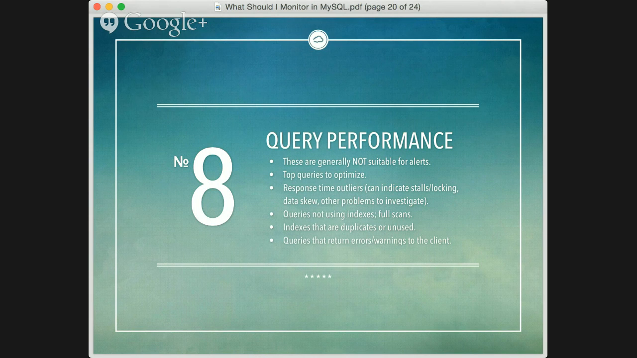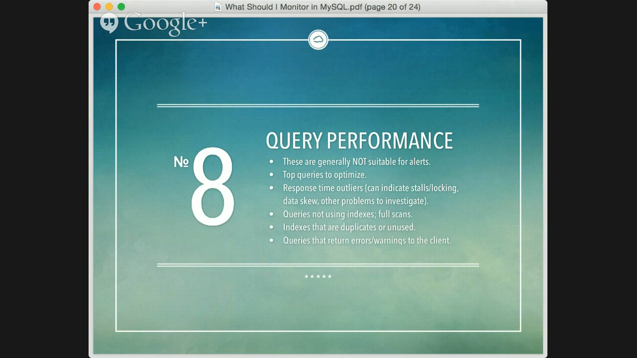And queries that return errors and warnings to the client. In other words, the application is seeing some errors and warnings. And there's really no good tools for that today, other than Vivid Cortex. We capture that on the network. But if you're not using Vivid Cortex, you probably just need to be really vigilant and use a good log aggregation tool and catch those things in your application. It can be really difficult to do.